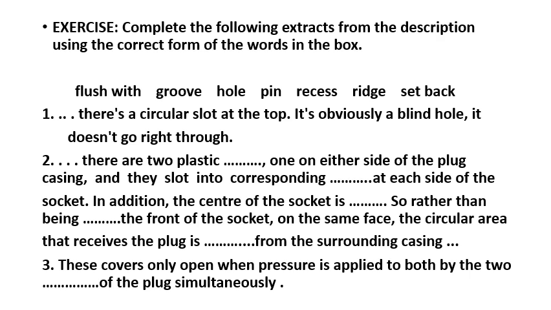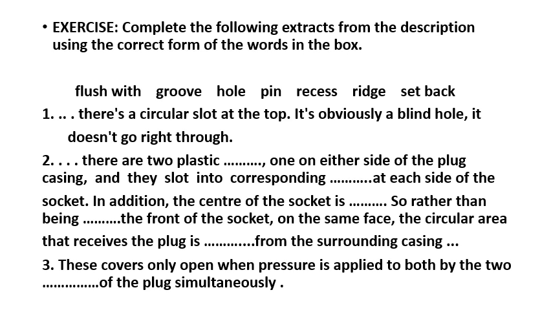The first one, as usual, is answered for us. Let's read it. There is a circular slot at the top. It's obviously a blind hole. Blind hole. It doesn't go right through. So he answers the first using the word hole as it is without any change. Okay? Number 2. There are two plastic what? One on either side of the plug casing. There are two plastic what? Ridges. That's right. Ridges means tops.